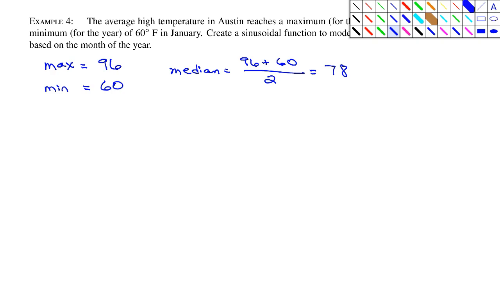Next, I want the amplitude. The amplitude is how far the max is from the median. So I'll just take the maximum value, 96, minus the median value of 78, and get 18. So now we have the median, which corresponds to the vertical shift. Should probably mention that. And the amplitude, 18.